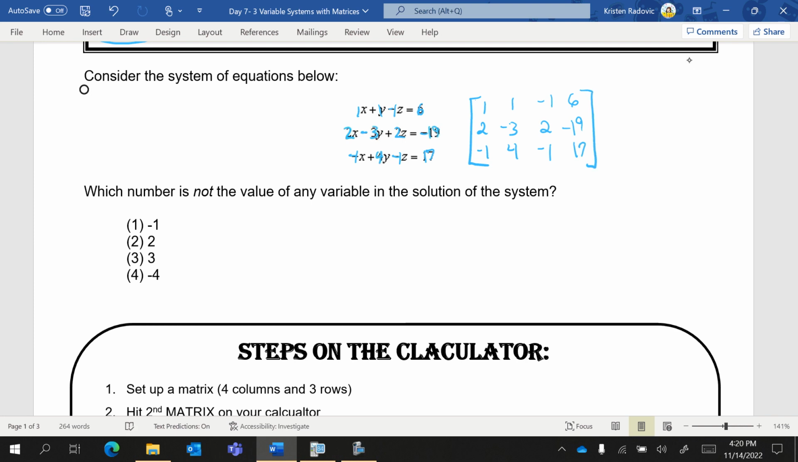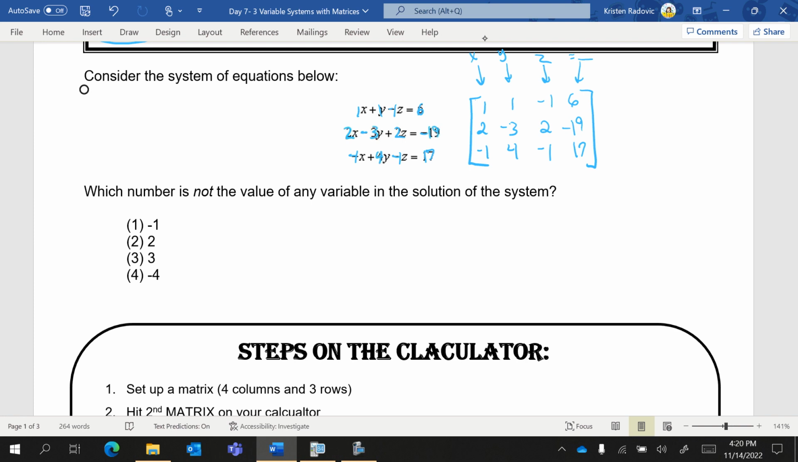So notice that my first column, all of these are coefficients of x. All of these are coefficients of y, all of these are coefficients of z, and all of these are what we are equal to. And this is called a matrix. That's all you really have to know. Just rewrite everything, put it in brackets, get rid of all the letters and the equal signs.